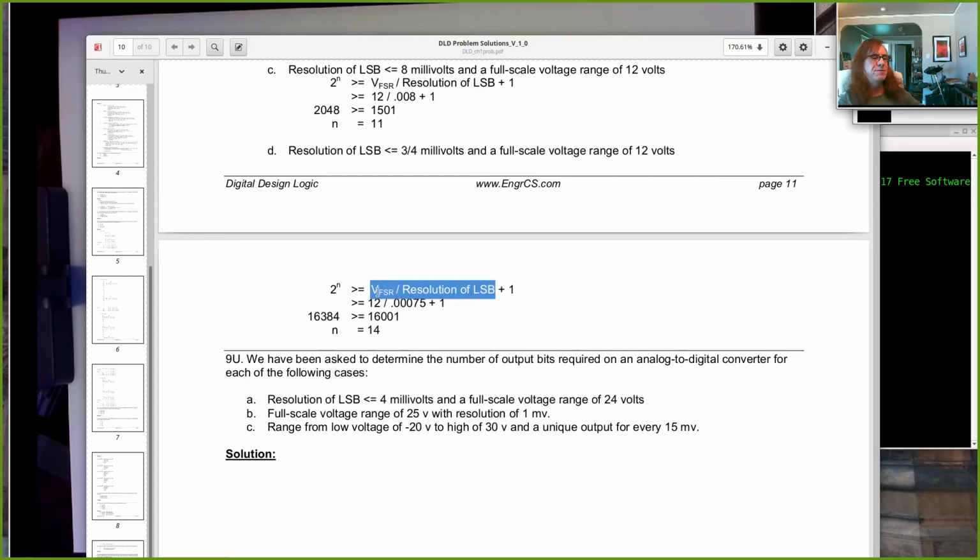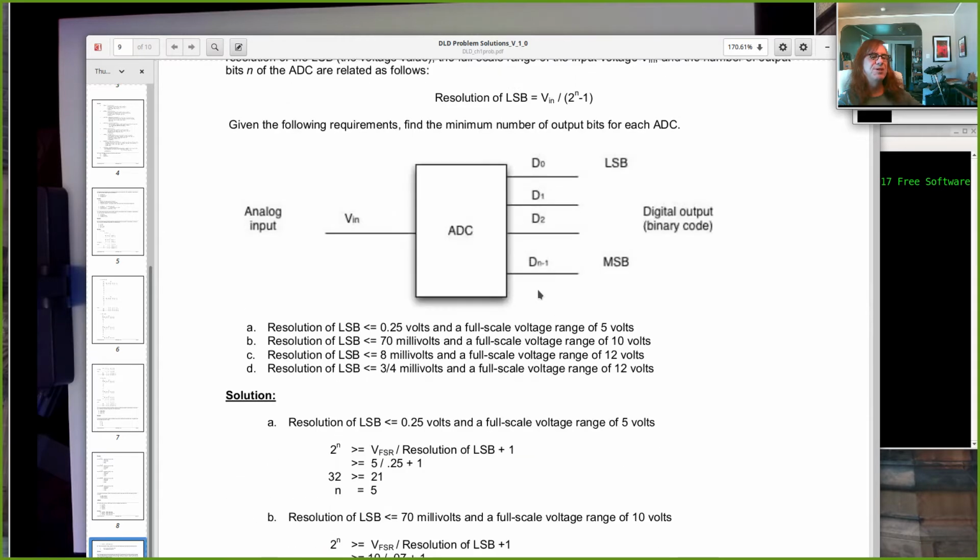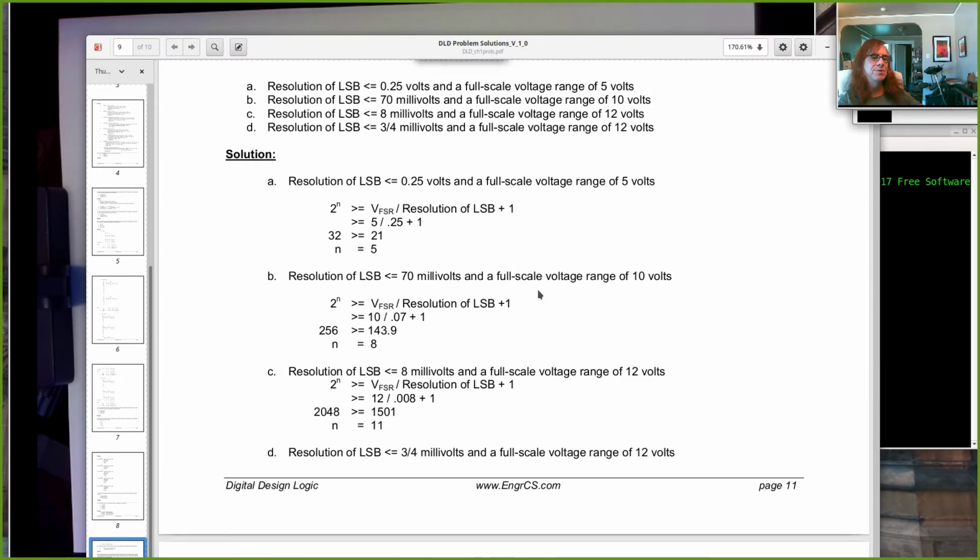So if you had 5 volts and you wanted a resolution of 1 1/4, 5 divided by 1 1/4 would be 3. Sorry, it would be 4. I think n equals 2 would get you there. And I think this might not be entirely correct, but it shouldn't end up changing your answer in most cases, unless you're really on an edge case.